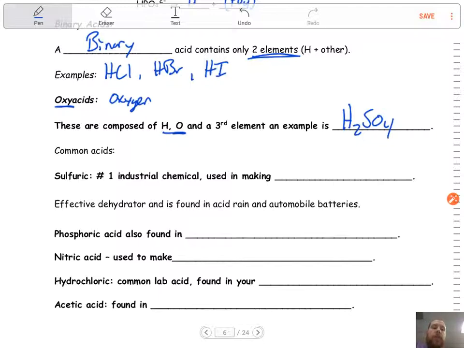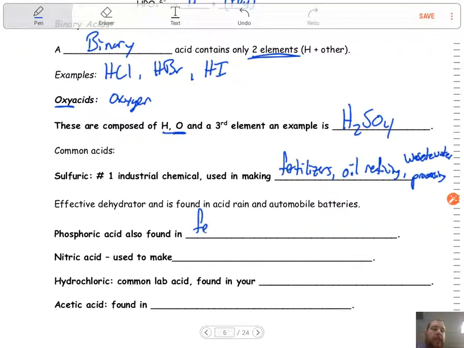All right, and the last thing I just want to mention is some life applications of these acids. Sulfuric acid is the number one industrial chemical. It's used in making a lot of different stuff, such as fertilizers, oil refining, wastewater processing as well. These are just a few examples. Let me erase it and try to write it a little bit better. I'm running out of space. It's also an effective dehydrator. It's found in acid rain. It's one of those bad products of that.